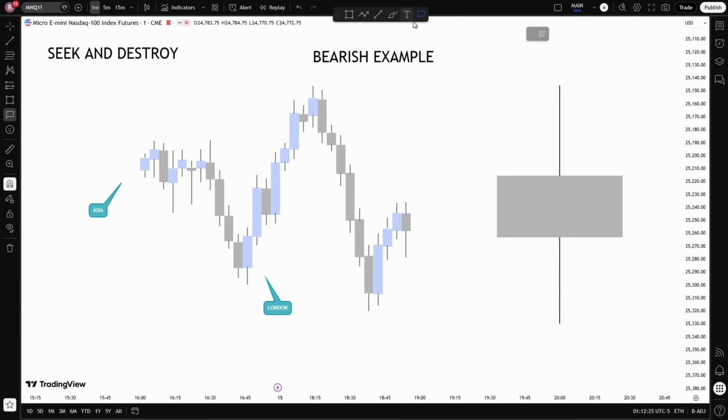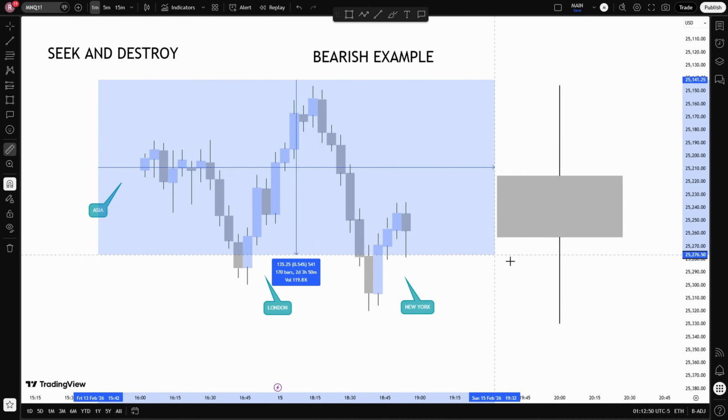Most of the time, Seek and Destroy conditions form when the market is waiting for something. That could be high-impact news like CPI, FOMC, or NFP. Often you'll see this type of behavior the day before major data releases, when institutions are not positioning aggressively yet. The market lacks commitment, so instead of expanding, it rotates and engineers liquidity on both sides.